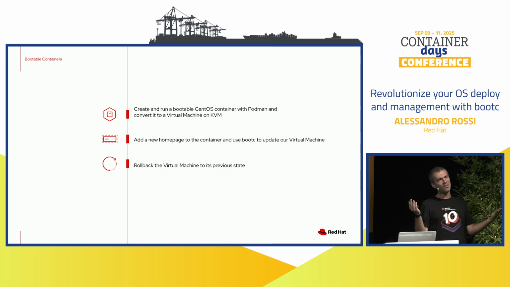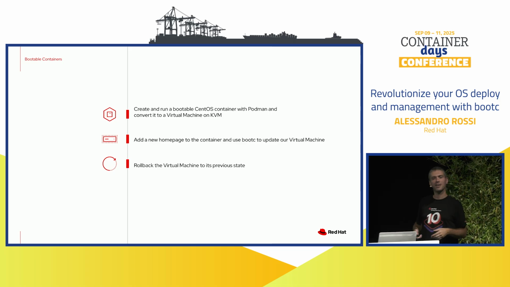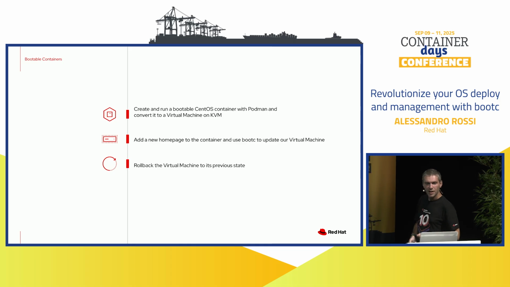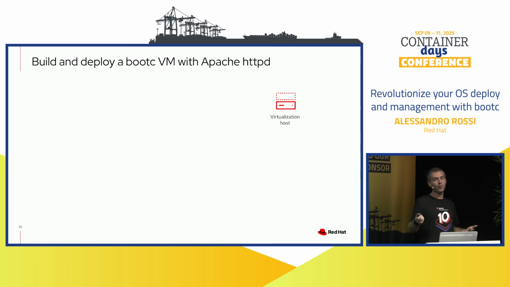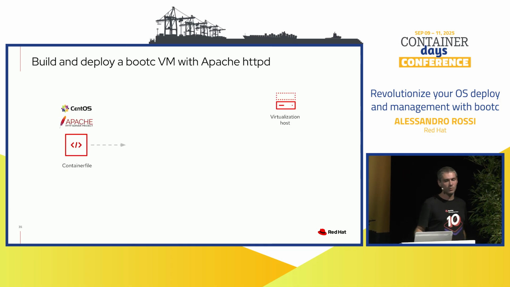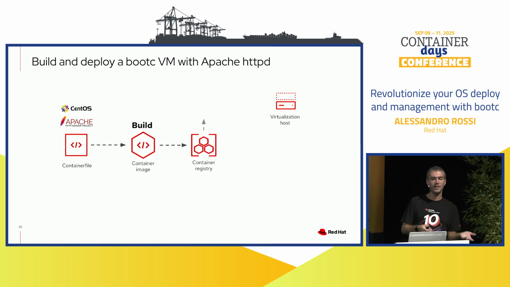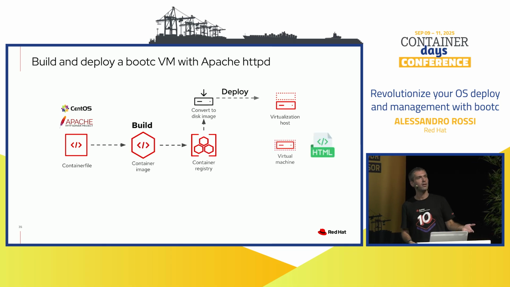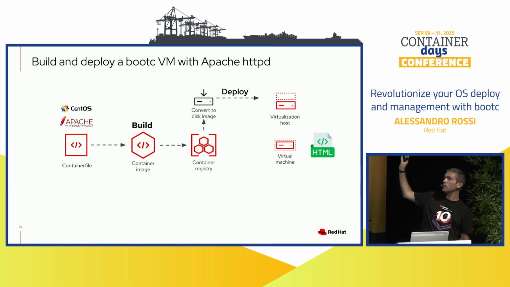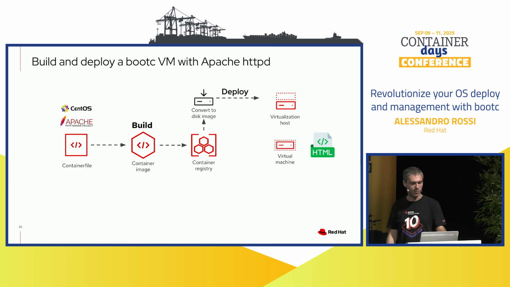Third use case, something is going wrong, so we need to roll it back. And we will see all of these three. So starting from the first one, the flow is exactly the same. I will start with a container file, I will build my container image, I will push it, and then I will convert it and deploy on KVM. So this will be the situation once we finish the first use case.